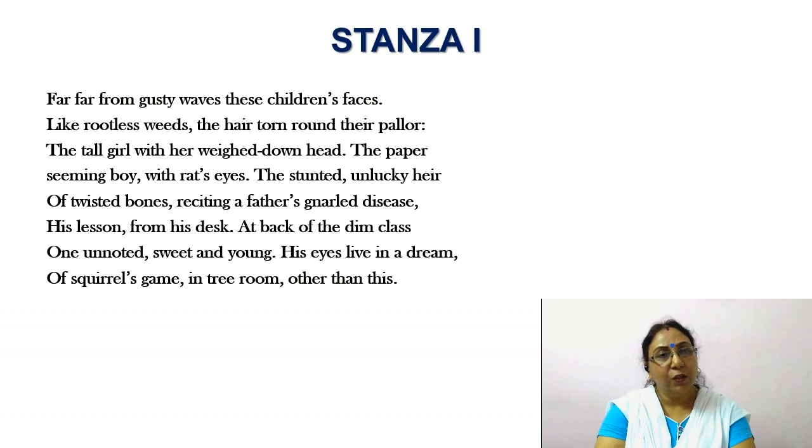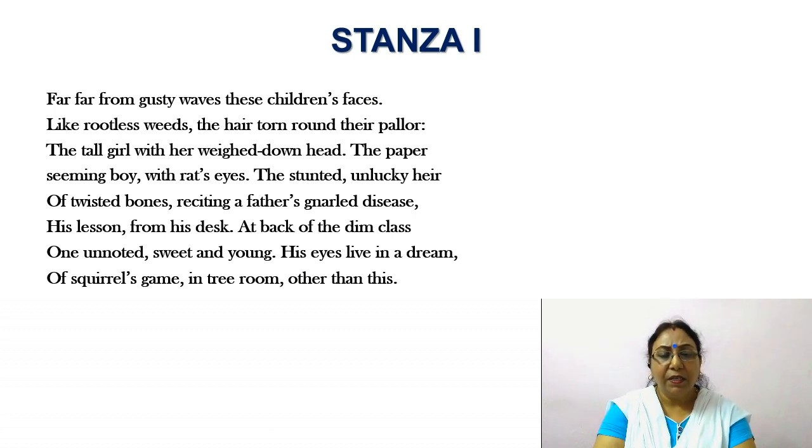But here he is said to be unlucky because children usually inherit their parents' riches and jewels as a legacy. But here, this child has inherited the twisted bones and the gnarled disease of his father as his legacy. So he is said to be unlucky. This boy also sits in the class learning his lessons from his desk.